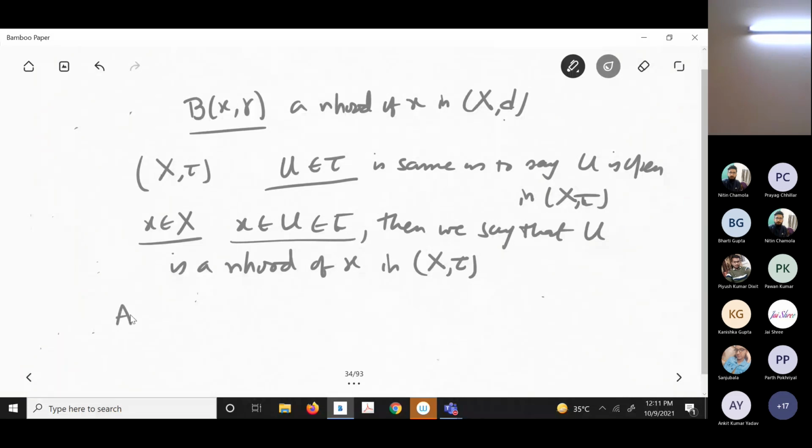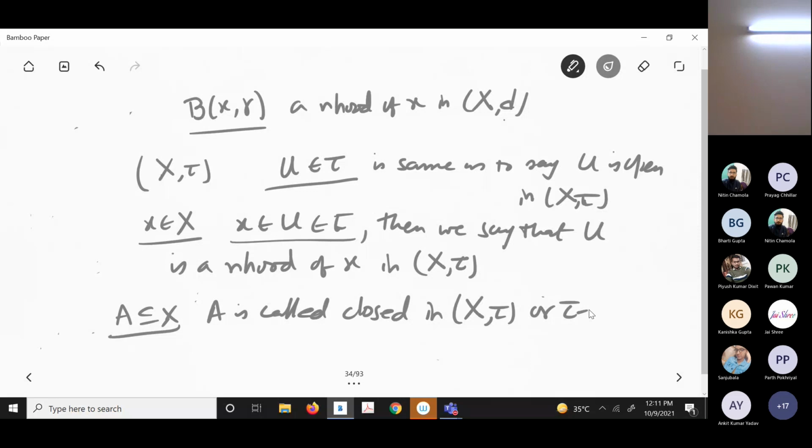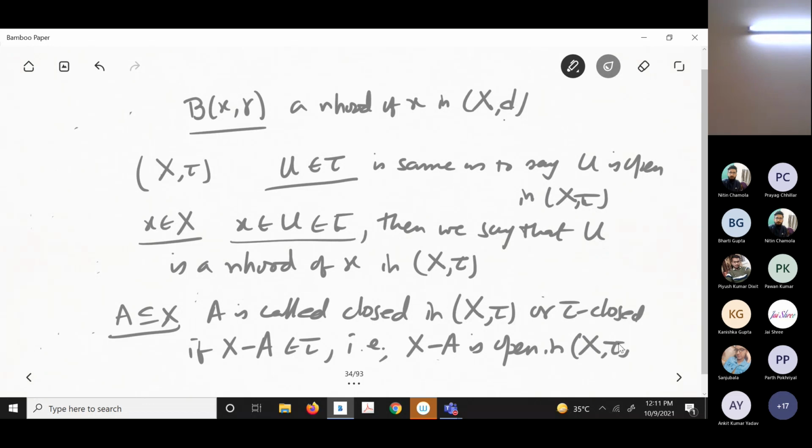If you have a subset A of X, as before, A is called closed, or tau closed, in (X, tau), if X minus A is open. That means if X minus A belongs to tau, that is, X minus A is open in (X, tau). Okay.